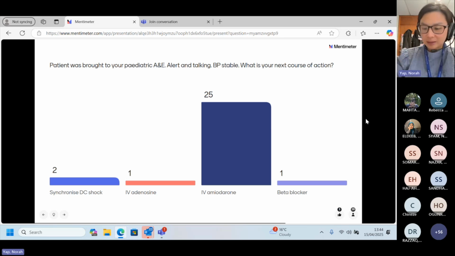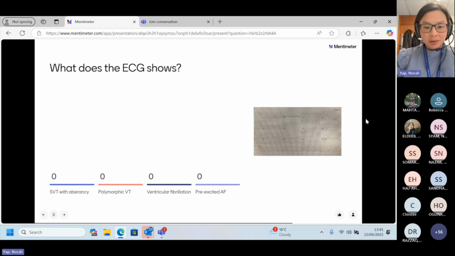Okay, I think there were 30-something responses earlier, but we can move on. I'll give everybody another 10 seconds. So we've got 26 of us going to give IV amiodarone, 2 going to give synchronized DC shock, 1 IV adenosine, and then 1 beta blocker. Okay, great. So what do you think of the ECG? This is exactly the same ECG.